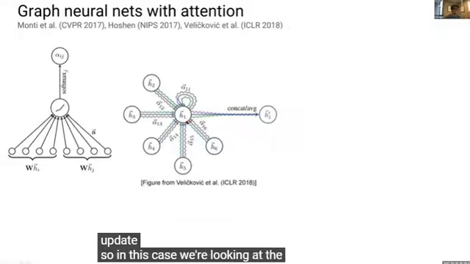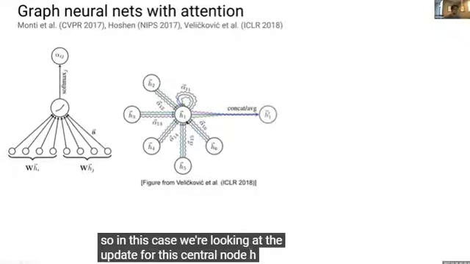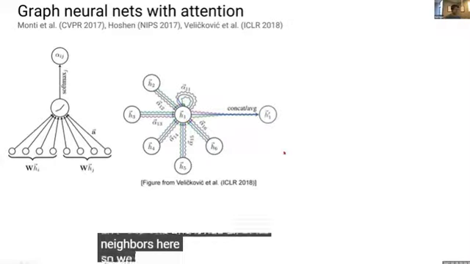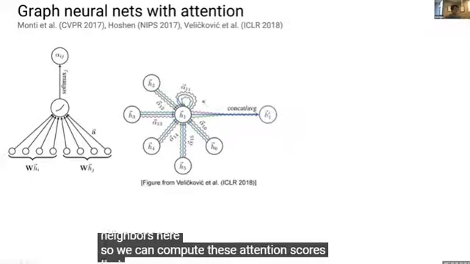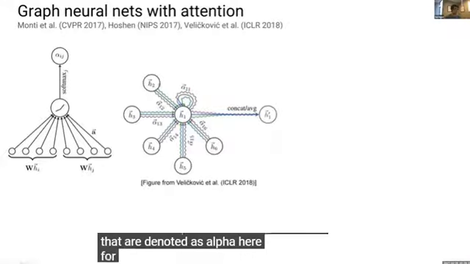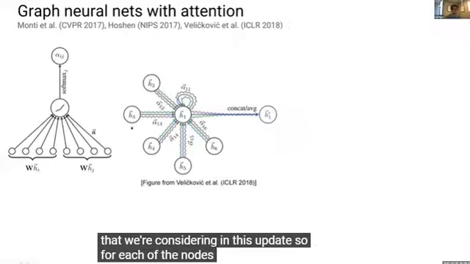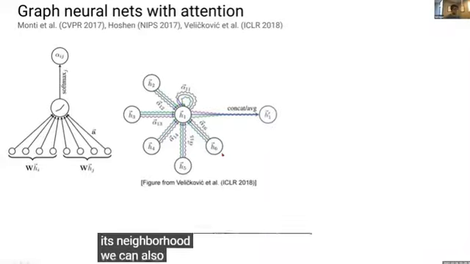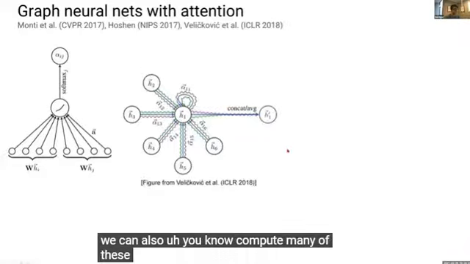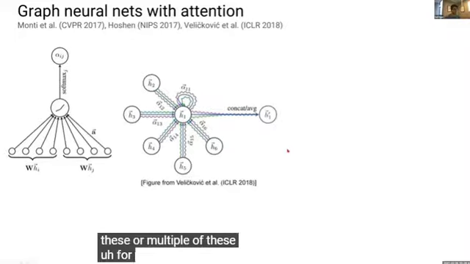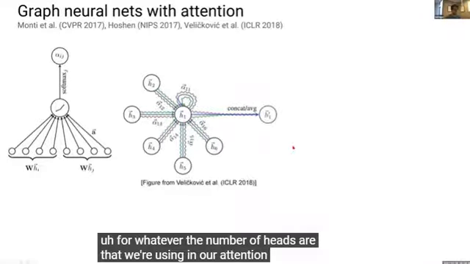So in this case, we're looking at the update for this central node h sub 1, and it has all of its neighbors here. So we can compute these attention scores that are denoted as alpha here for basically each pair that we're considering in this update. So for each of the nodes contributing from its neighborhood, we can also compute multiple of these for whatever the number of heads are that we're using in our attention update.